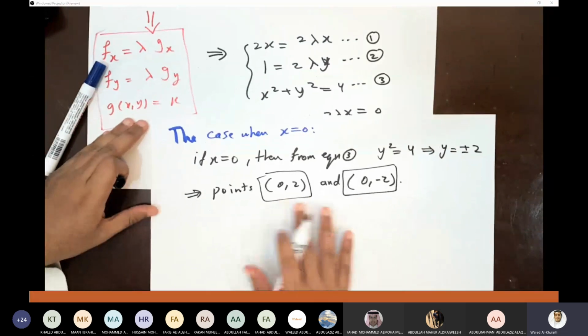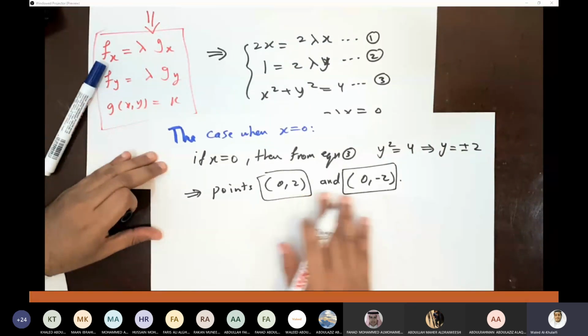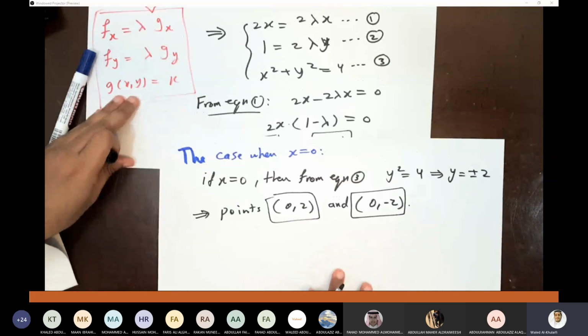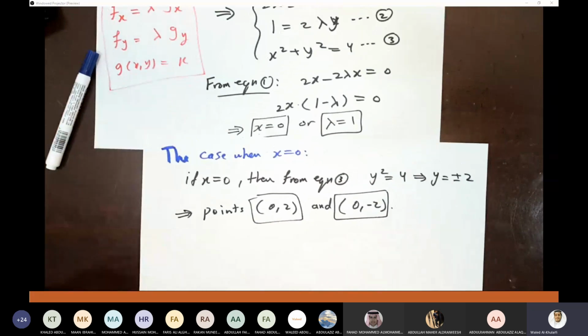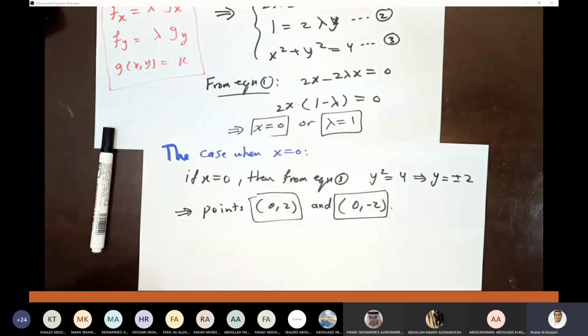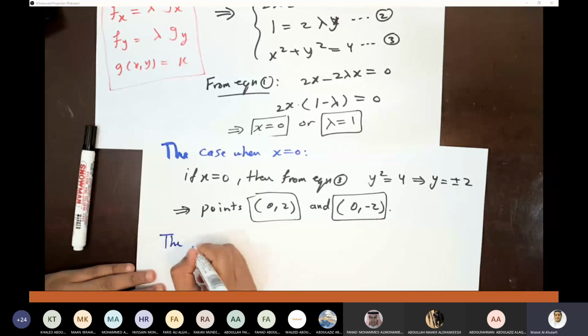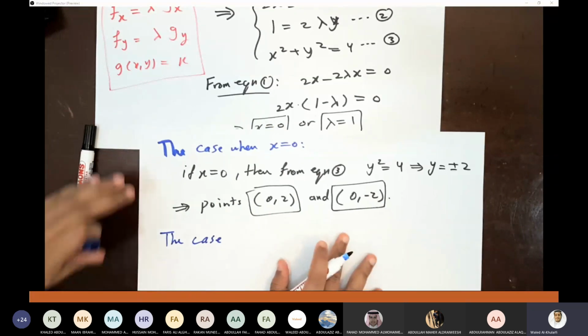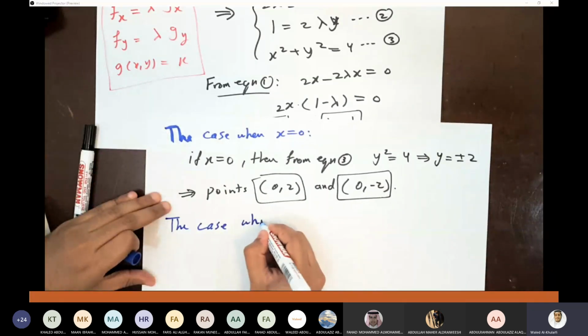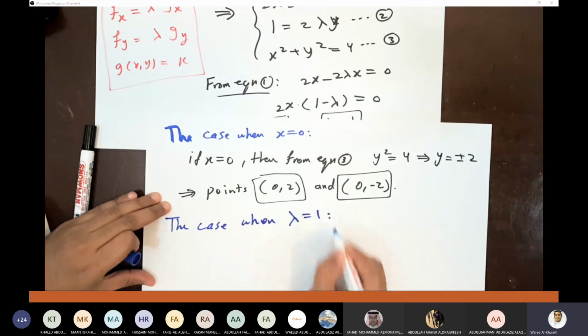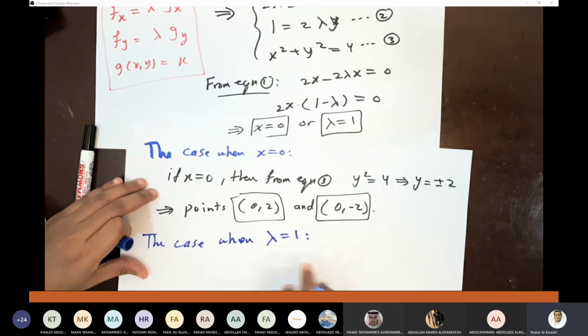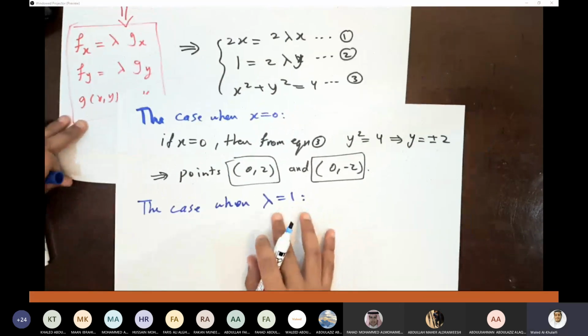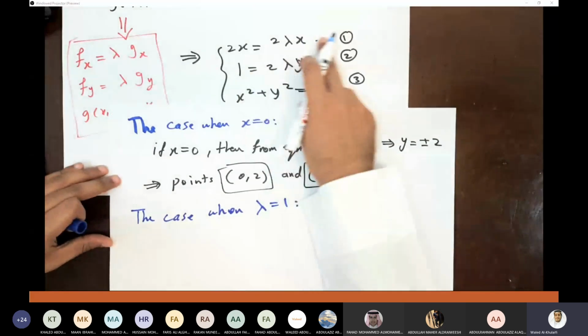اوكي, طيب عندنا 2 candidates مرشحين, بس هذا اللي جاب لي x equal 0. حلو. طيب لازم ناخذ هذا الكيس. The case, okay, when lambda equals to 1. طيب لما lambda equals to 1 ارجع, I go back to our system. هذه 1 خلاص, we are done with it.